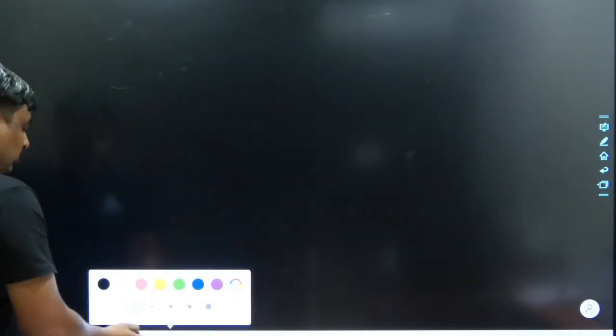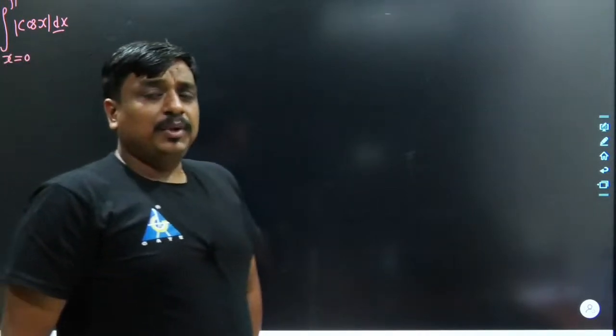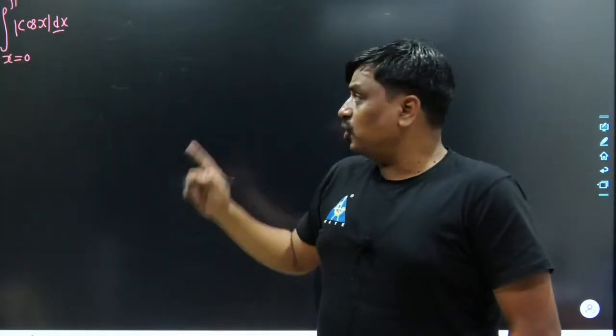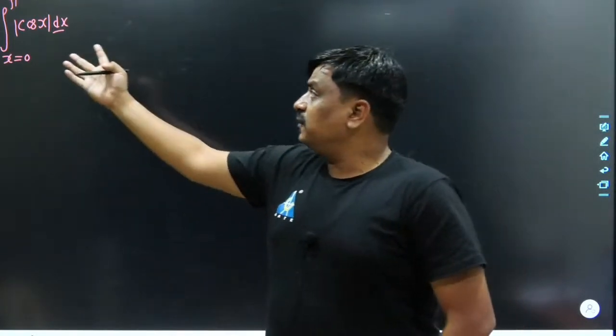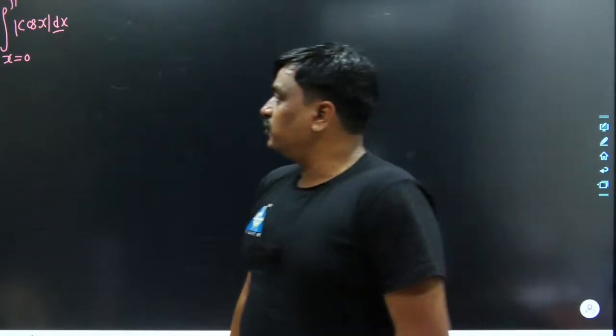The first question goes like this. The first question is the integration of mod of cos of x dx, where the limit of x is from 0 to pi. I need to get its integral value. May I know what would be your approach and what would be the precise answer you would get after solving this integration? Obviously, the function involved within the integration is an absolute function.